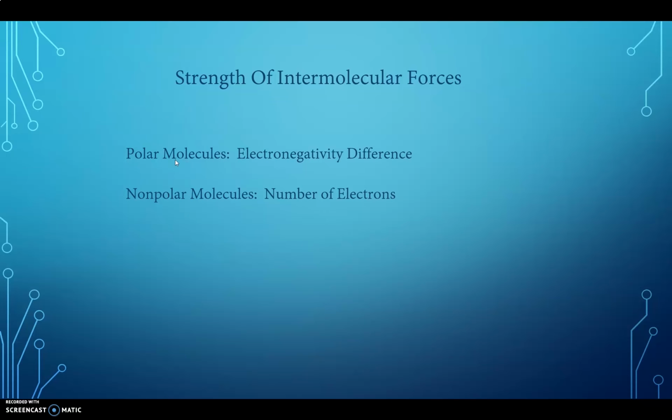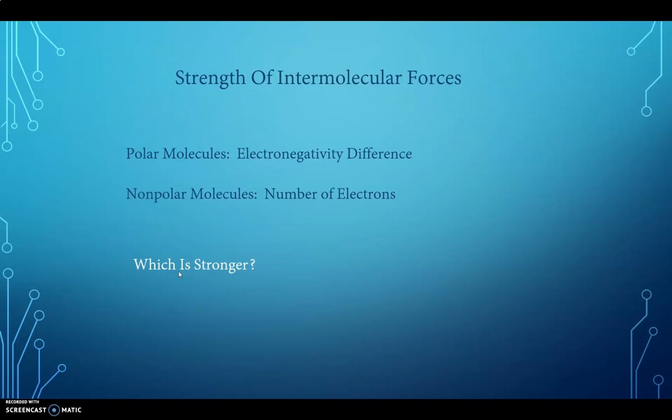So, in summary then, for polar molecules, it's the difference in electronegativity that we care about. In nonpolar molecules, electronegativity is a non-issue. All we really care about in that case is how many electrons are in the molecule.